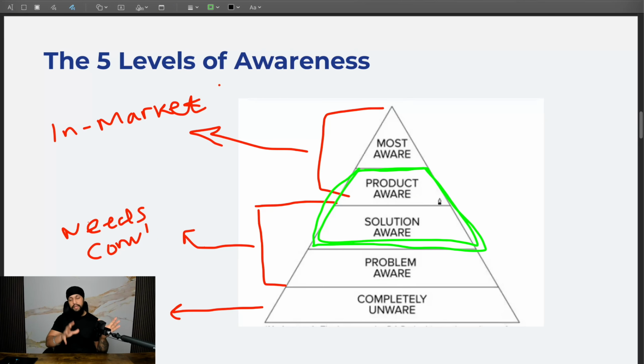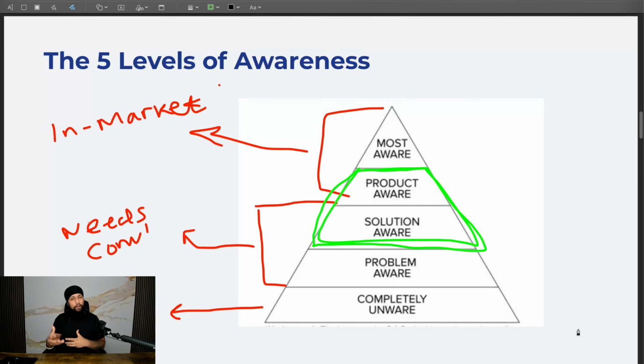Okay, and just a quick definition if you don't know what these things mean. Completely unaware, these are people that have no idea who you are. Problem aware, these are people that know that they have a problem. Okay, solution aware, these are people that know that they have a problem and they know that there are solutions out there for them. Product aware, these are people that know exactly what products they want and the products that you're offering. Most aware are people that are right on the verge of being closed by you.